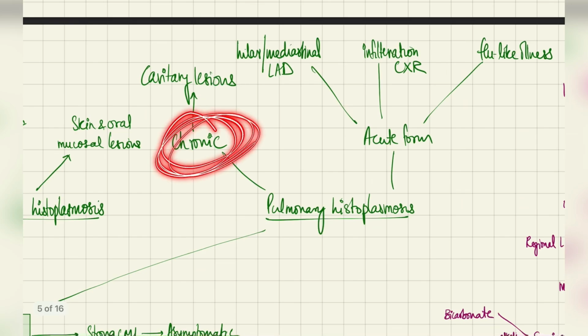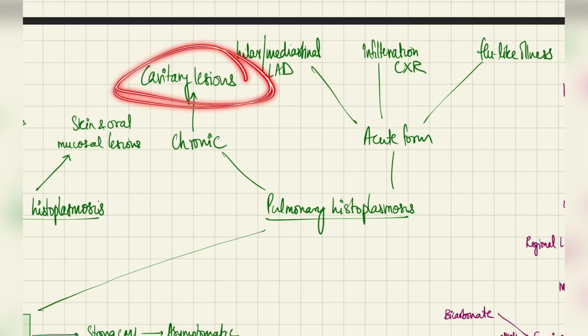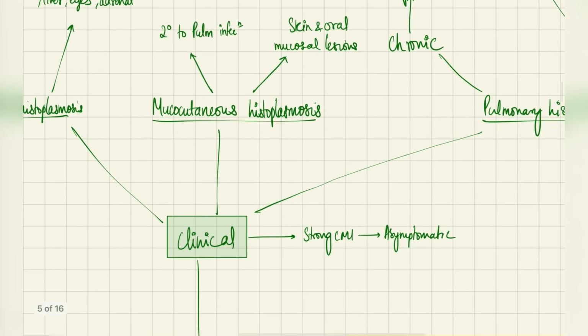In the chronic form, however, on the X-ray we can see cavitary lesions. A little bit more severe, we can see cavitary lesions.